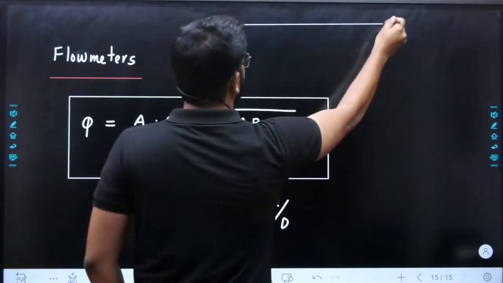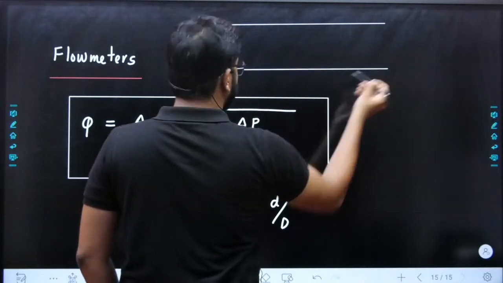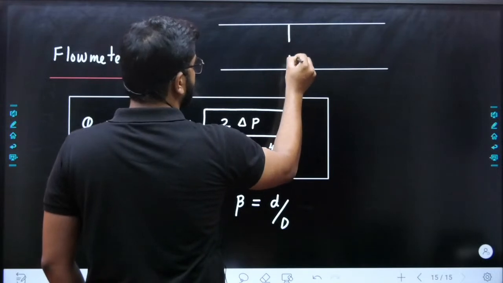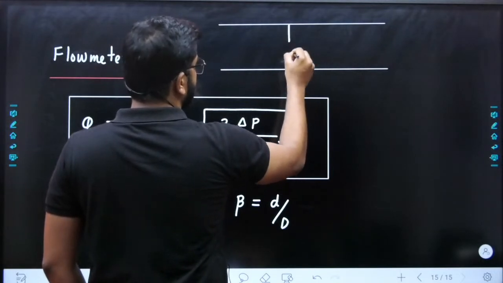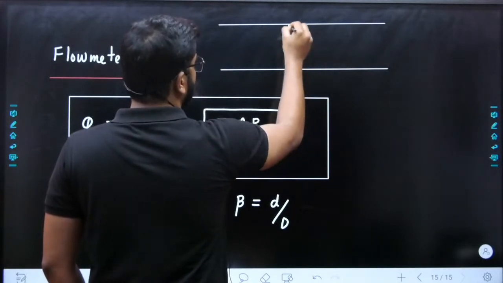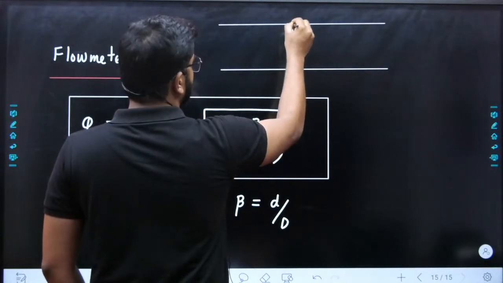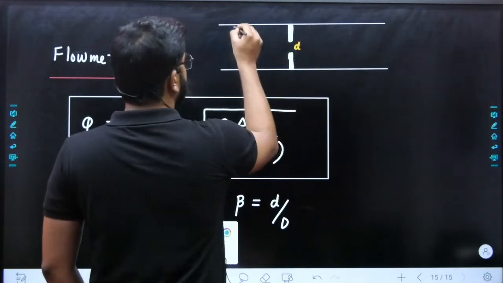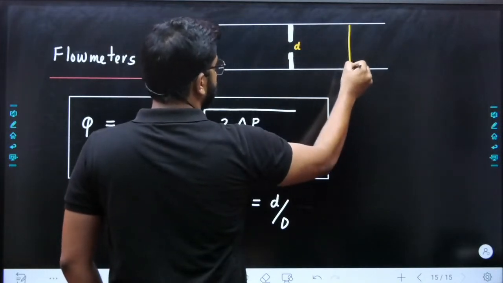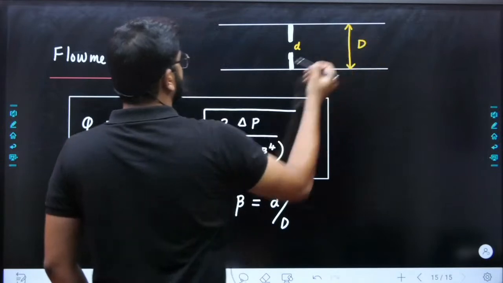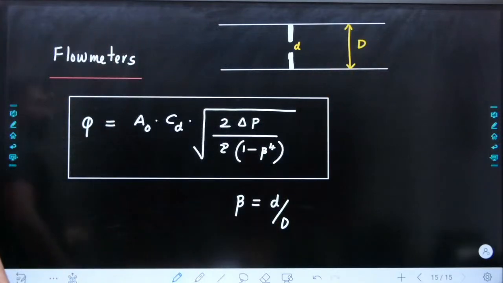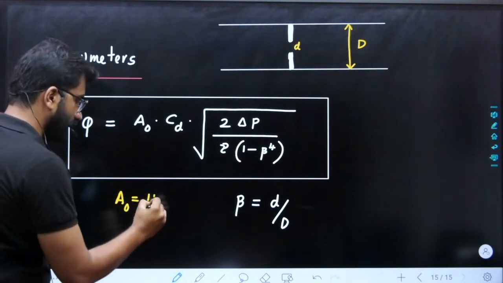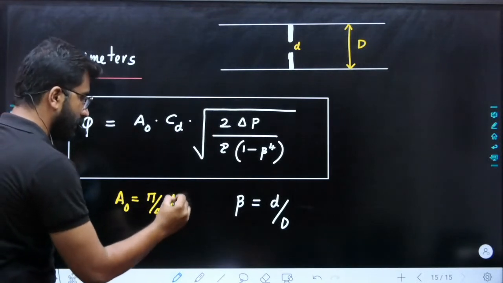What is the meaning of an obstruction flow meter? We are creating an obstruction like this in between the flow. So this small diameter is d, and this diameter of the pipe is capital D. So the area of the orifice or area of the throat, the small-letter area, is pi by 4 into small d square.